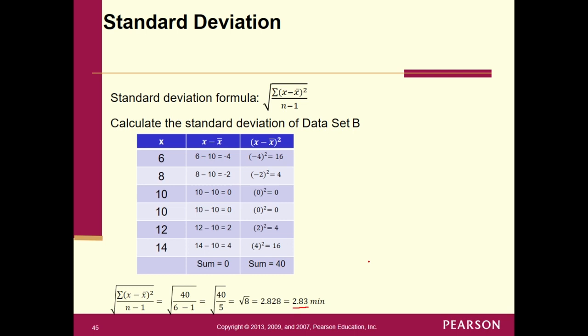And what did we find out? That data set B, because the standard deviation is smaller than data set A, it looks like it's more condensed. Okay, data set B is.